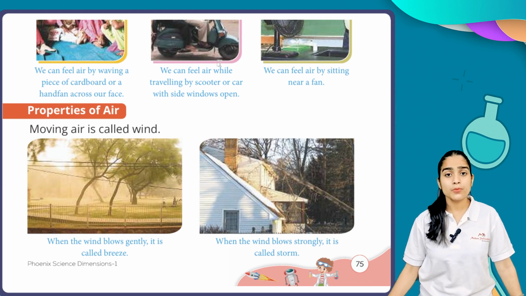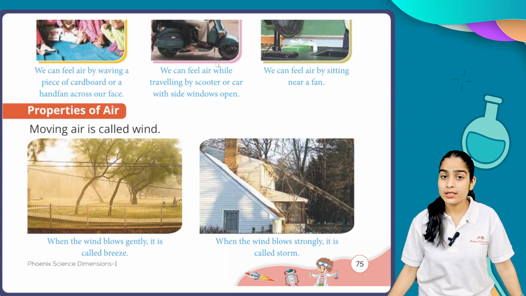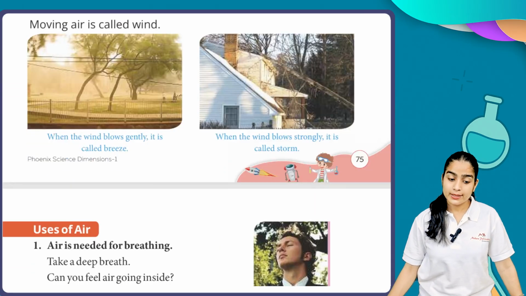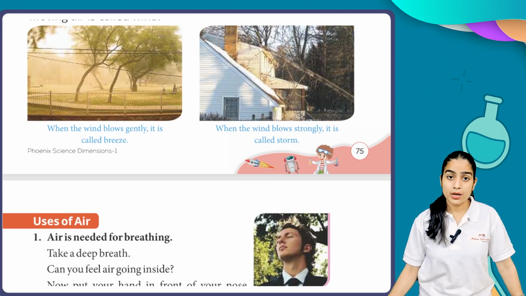Now what are the properties of air? Moving air is called wind. When the wind blows gently, it is called breeze. When the wind blows strongly, it is called storm. So first of all, moving air means wind. Now we classify this wind into two parts. If wind is slow and gentle, it is called breeze. But if wind is in high pace and blows strongly, this is called storm.